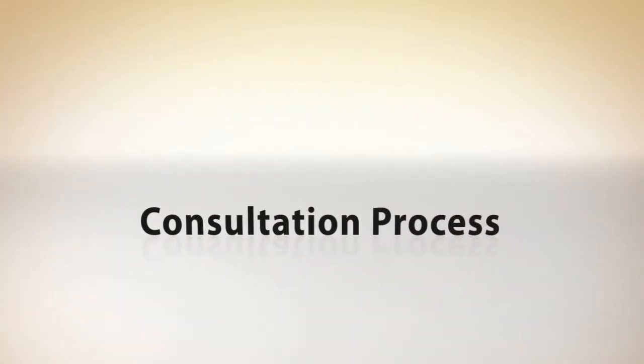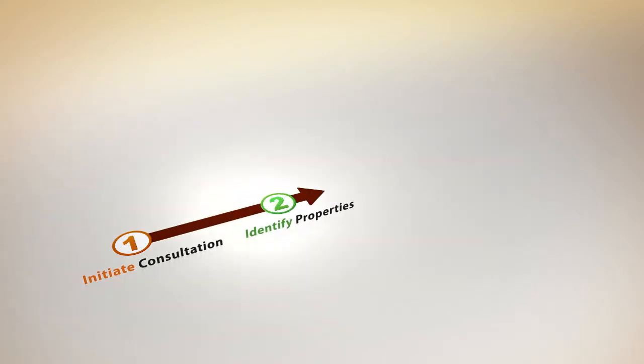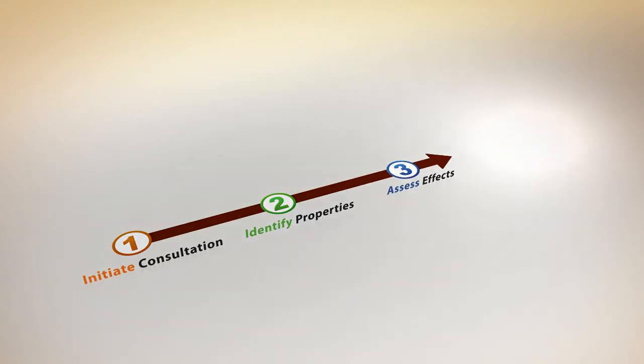Let's take a look at the consultation process and the responsibilities of agencies in complying with the National Historic Preservation Act. While the consultation process is somewhat iterative, there are four basic steps. Initiate consultation. Identify and evaluate historic properties. Assess effects. And resolve effects.